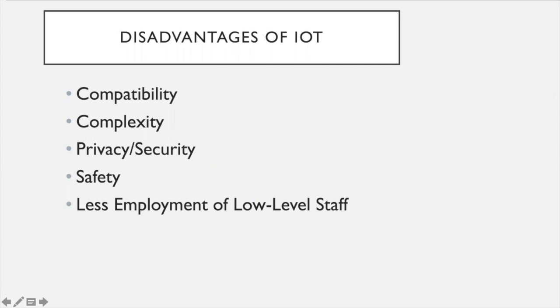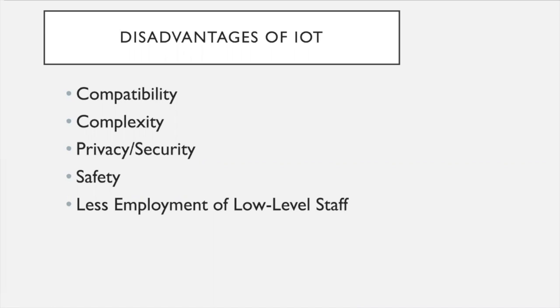Disadvantages of IoT. Compatibility. There is no international standard of compatibility for tagging and monitoring equipment. Technical issues will persist. Today, we have Bluetooth-enabled devices, yet compatibility problems exist even in this technology.